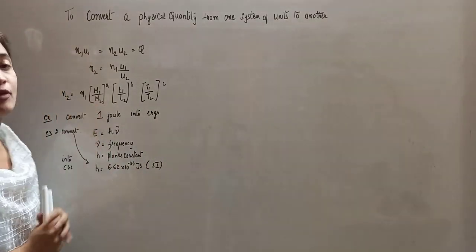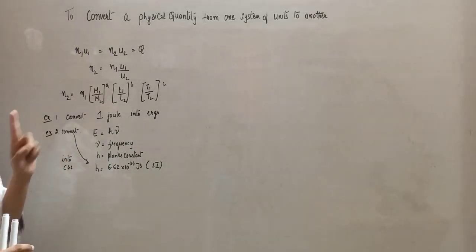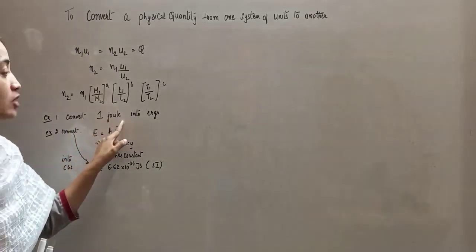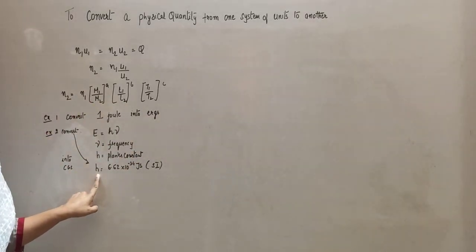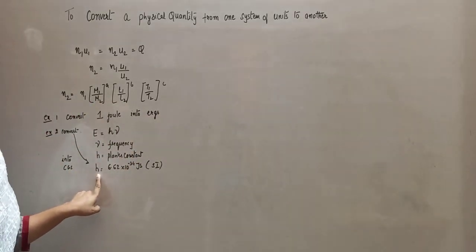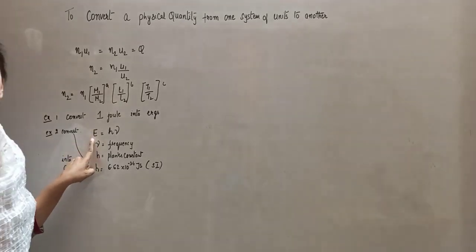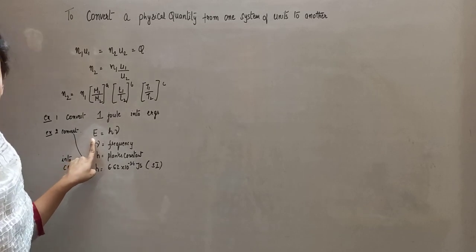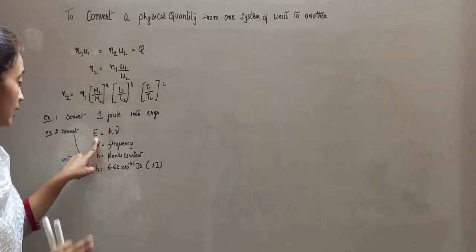Now directly we will apply it to do a question. I am taking two examples. First example is to convert 1 joule into ergs. Second example is to convert this, and this may be a new term for you, that is Planck's constant. That's why I have written the description here. This is a very popular expression for energy and also known as Einstein's equation.